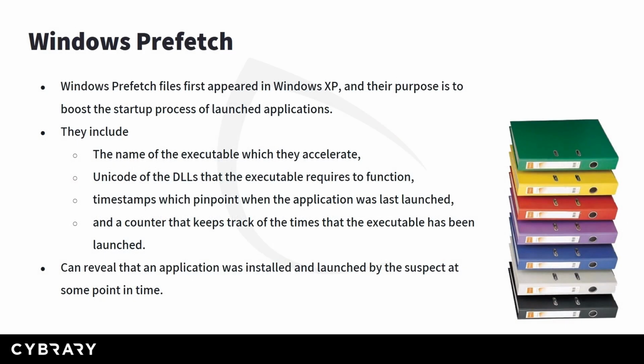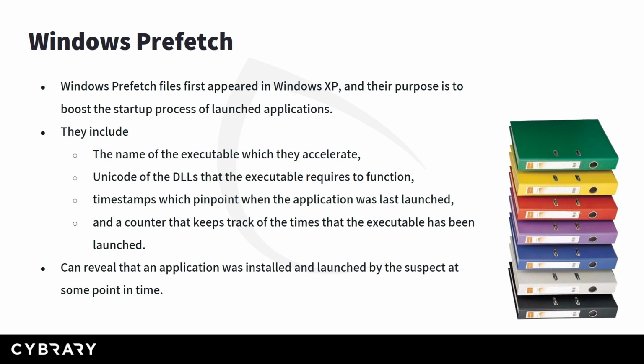Windows Prefetch files first appeared in Windows XP, and their purpose is to boost the startup process of launching applications. They include the name of the executable which they accelerate, Unicode of the DLLs that the executable requires to function, timestamps which pinpoint when the application was last launched, and a counter that keeps track of the times that the executable has been executed.